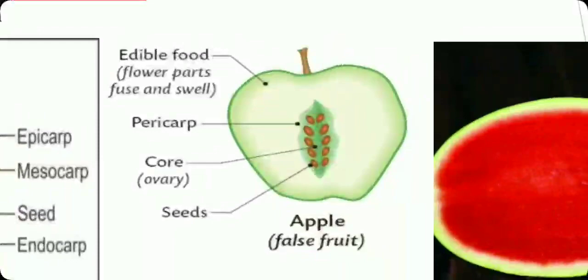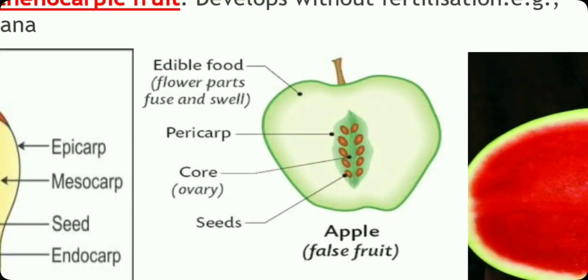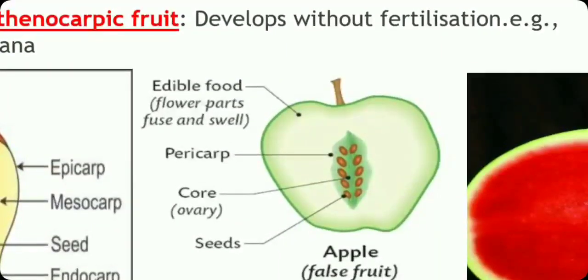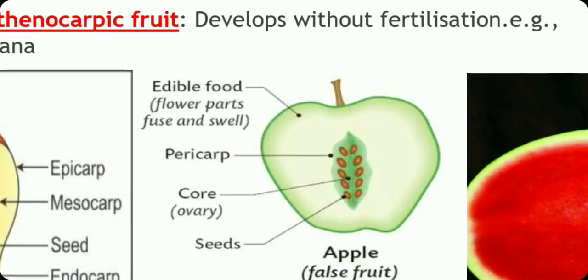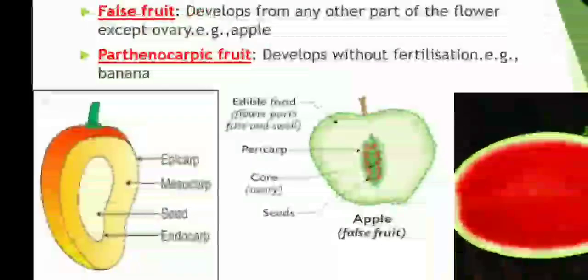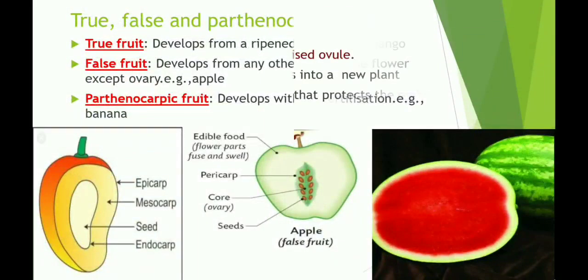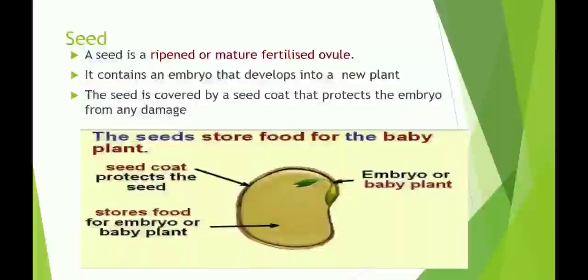Okay, thalamus, do you remember what it is? It is a portion, we can say a receptacle, on which all the floral parts lie. This is the part by which the apple or that fruit is developed, and it is an example of false fruits.